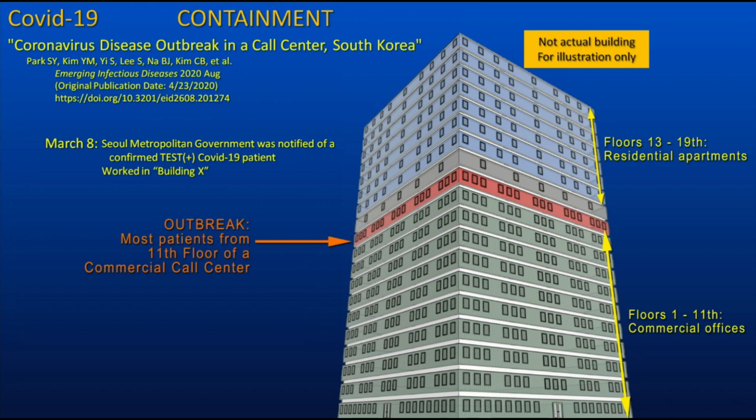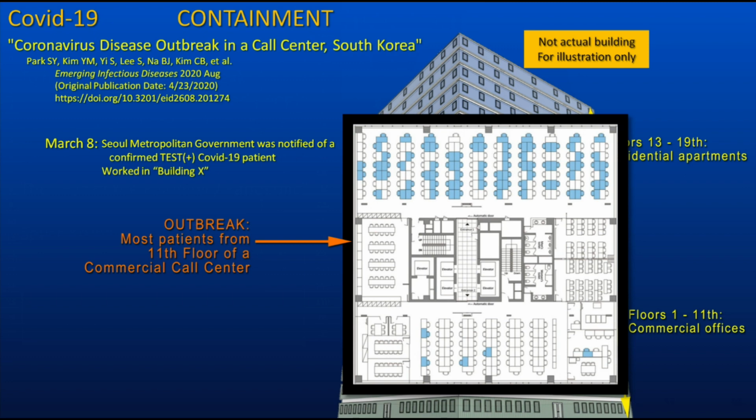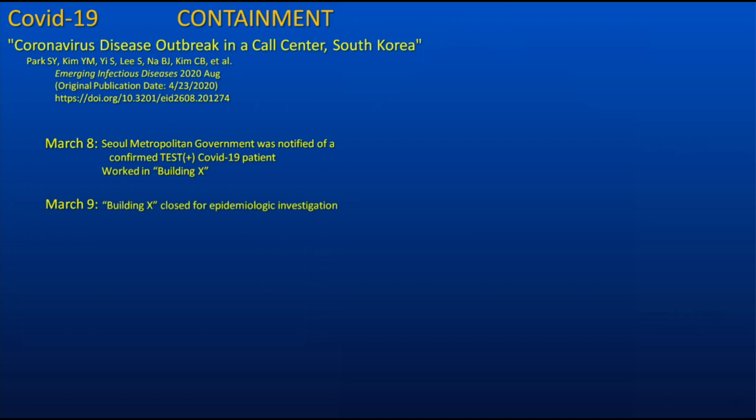Most of the patients of this outbreak are employees working on the 11th floor. The architectural plan of floor 11 of this building is included in the article, and the authors have identified the test-positive cases as mostly occurring in one half of that floor. The blue coloring indicates the seating places of persons with confirmed COVID-19 infection. On March 9, the building was closed.